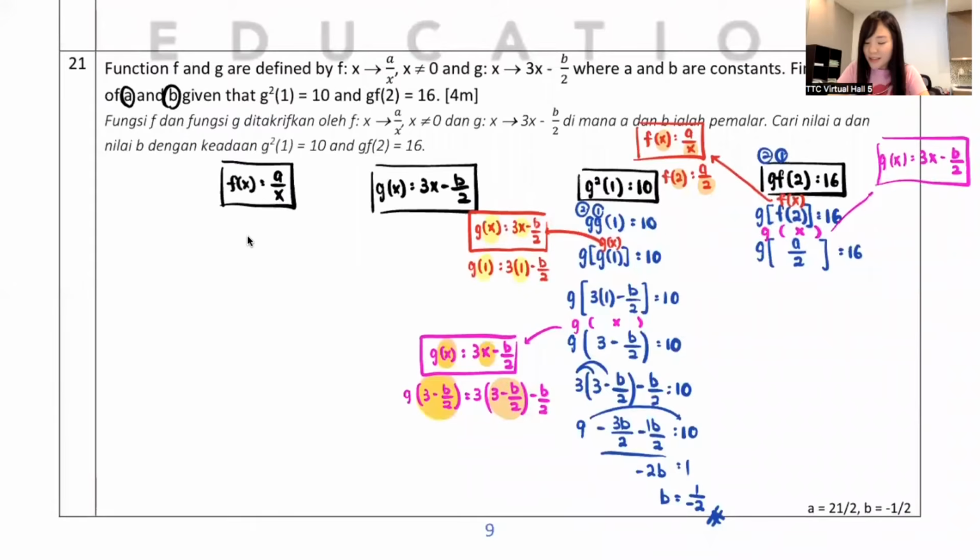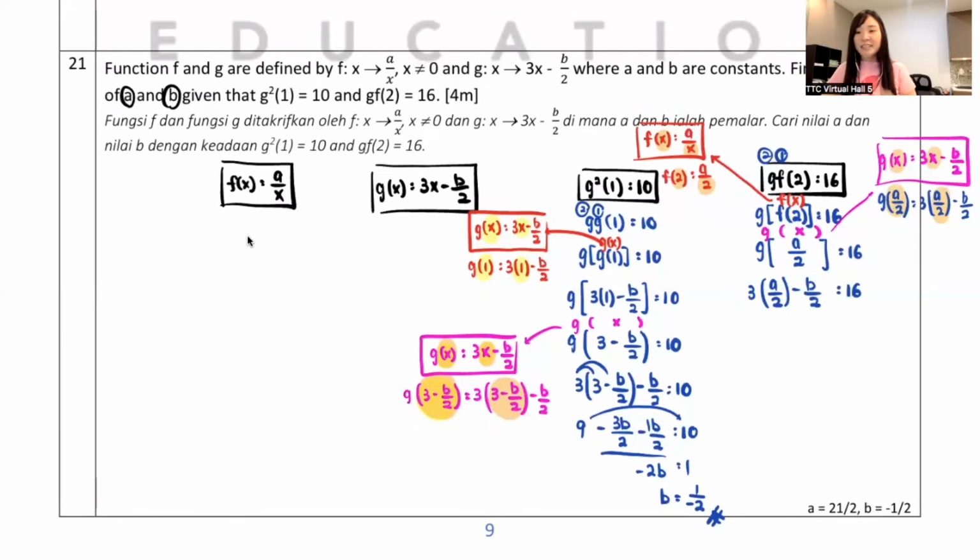Now, you want to do what? You want to do G of A over 2. So the x become A over 2. This x also become A over 2. All we need to do is expand it. So 3 bracket A over 2 minus B over 2 equals to 16.